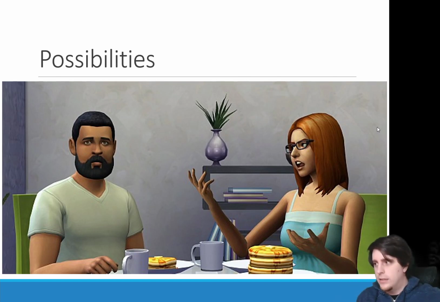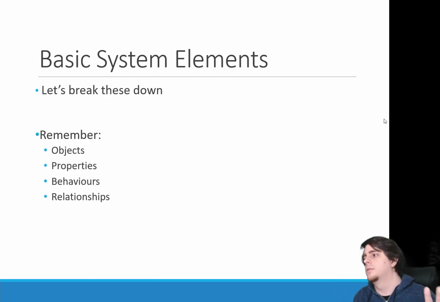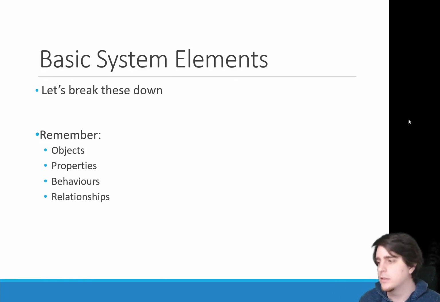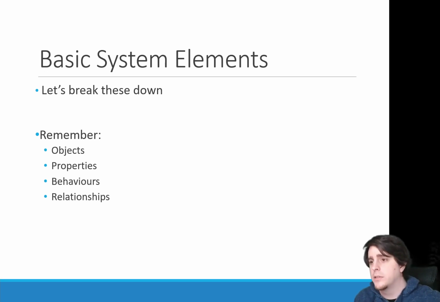So let's step back in. This is why we care about systems, the size of systems, controlling systems, and understanding how they all work. So back to those basic system elements, and let's break them down. Remember, we've got objects, properties, behaviors, and relationships. Objects are the simplest, so we're going to start there.